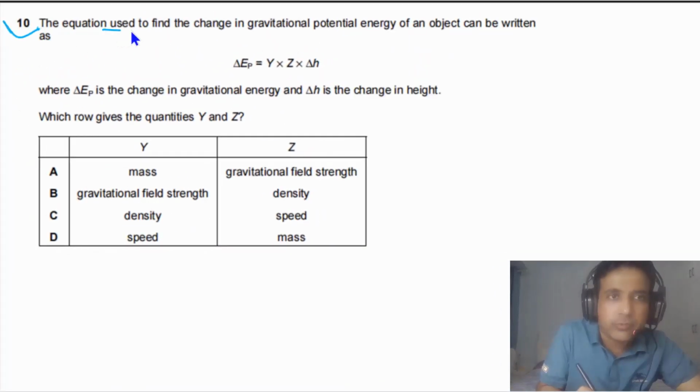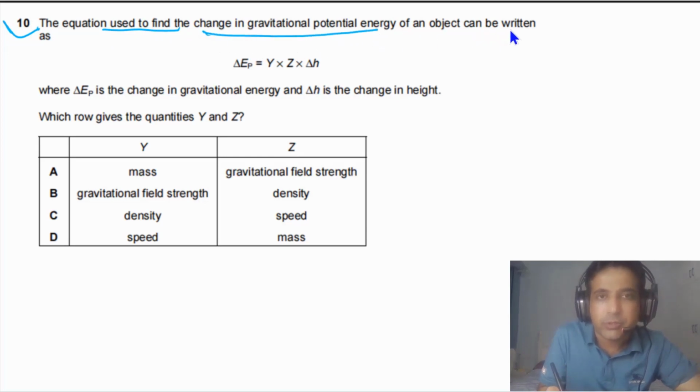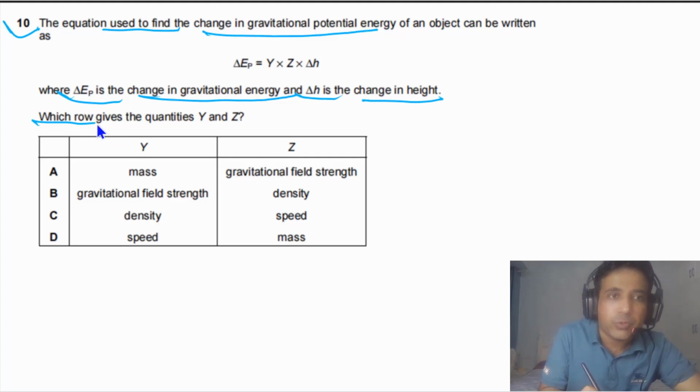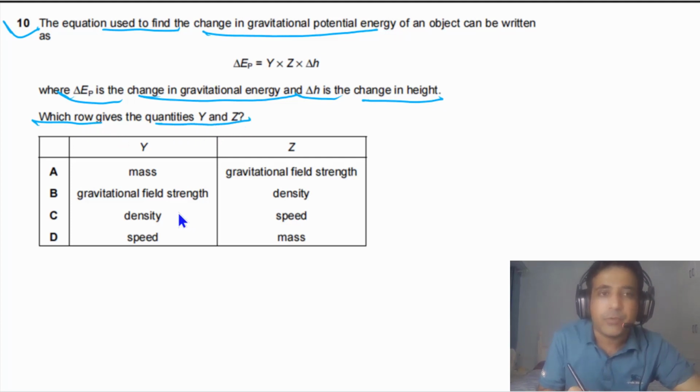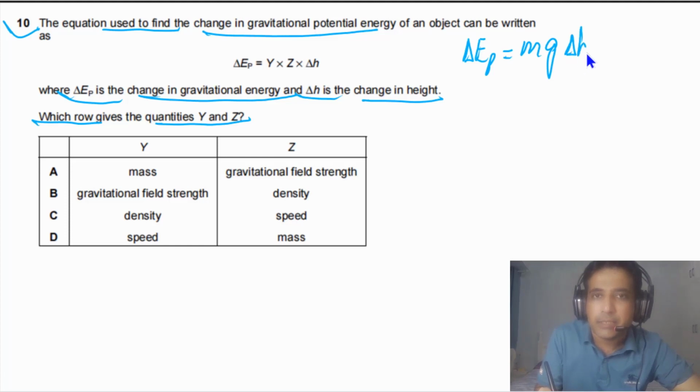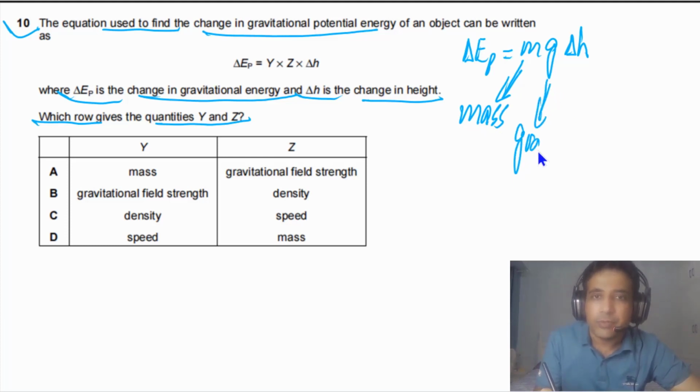Question number 10 says the equation used to find the change in gravitational potential energy of an object can be written as, where delta EP is the change in gravitational potential energy and delta H is the change in height. Which row gives the quantities y and z? So the best way to answer this question is, first of all, we can write down delta EP. Delta EP is equal to mg times delta H. It is already given to us that delta H is representing change in height. So we need to identify m and g. M is representing mass of the object in the gravitational field, and g is the gravitational field itself. So this is gravitational field.